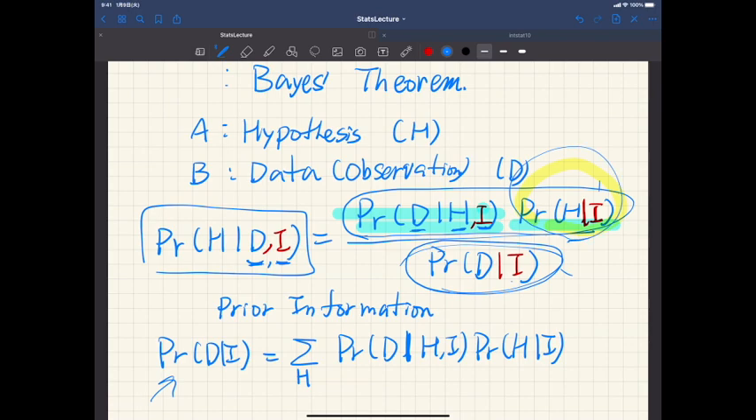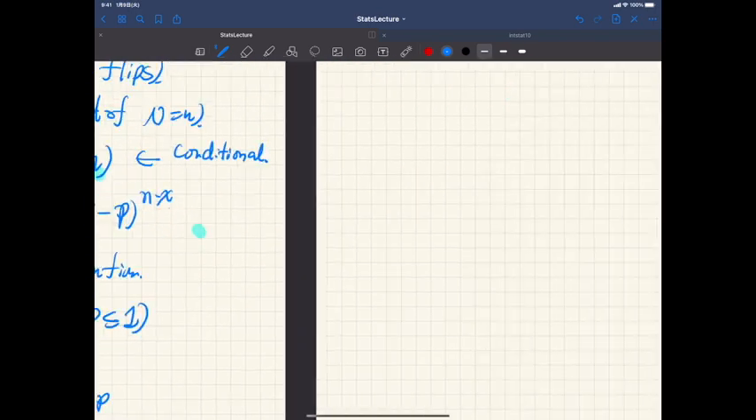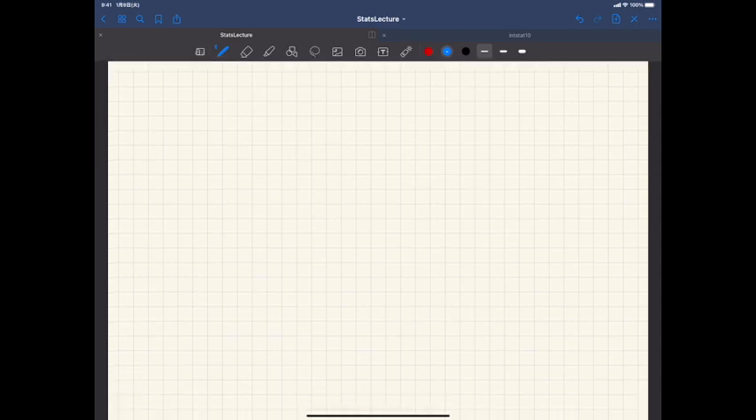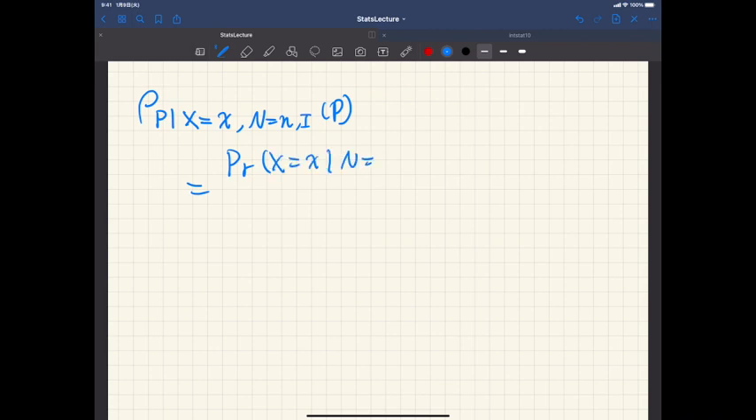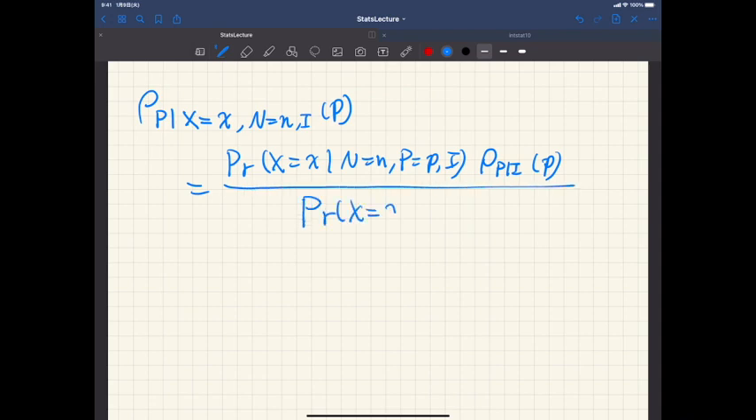Then, according to Bayes' theorem, the conditional density of this p, given that x, the number of heads, is x, and the number of flips is n, and any other prior knowledge, should be equal to this probability function of the binomial distribution, times rho of p given I, divided by the probability of X equal to x given n and I.